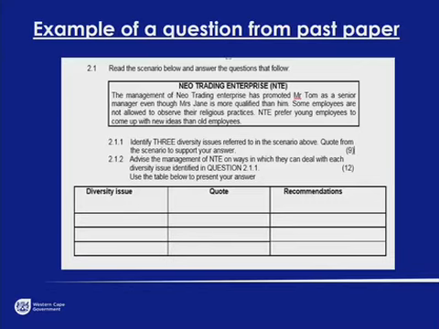In the next sentence, some employees are not allowed to observe their religious practices. So the diversity issue there is religion. And then the last one is NTE prefers young employees to come up with new ideas rather than old employees. So that's going to be age as the diversity issue that is identified there. So you can see there's 3 sentences, which means each sentence contains a diversity issue. And when you quote, you can actually just write the whole sentence down, because it makes it easier to make sure that you get that mark for quoting it. So 2 marks for naming the issue, 1 mark for quoting it.